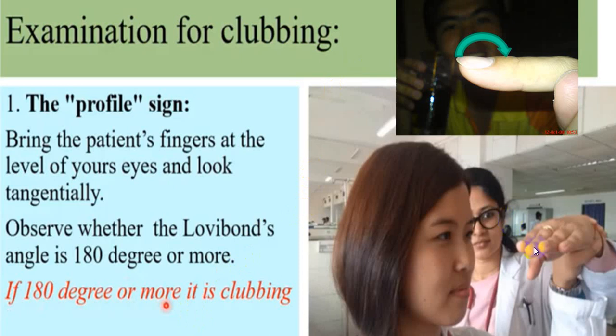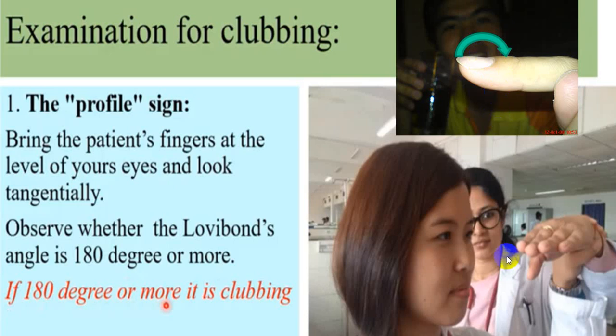To look at that particular angle, you will have to look tangentially, and this is described as the profile sign. So bring the patient's finger to the level of your eyes, that is, tangentially, and look for the Lovibond angle. If the Lovibond angle is 180 degrees or more, then it is described as clubbing. So 180 degrees or more than 180 degrees of Lovibond angle. This is how you look tangentially, and this is the angle.